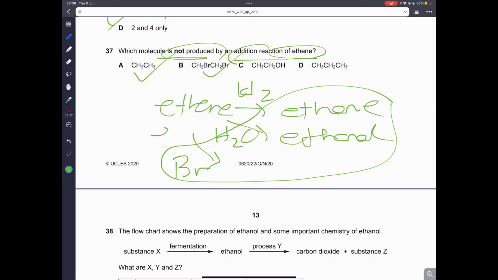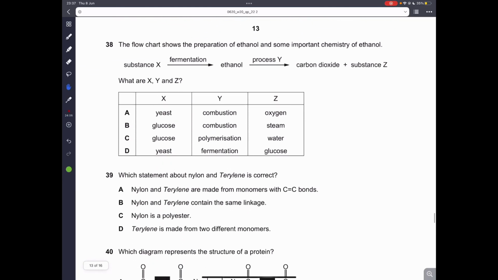It can produce the bromine compound. It can also be produced into ethanol. This is correct. But it cannot be produced into propane because there is an extra carbon atom. Because ethene is C2H4, it only has 2 carbon atoms. How the hell do you get C2 to C3? It doesn't make sense. It's completely rubbish. Therefore, D is the correct answer.